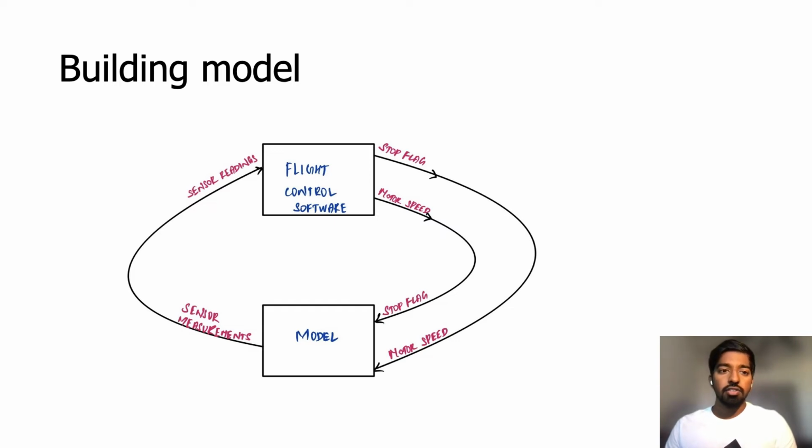Here the flight control system has all the control system software, and this code has to interface with all the rest of the drone firmware. It has two inputs, which are the raw sensor readings and the reference commands, and it has two outputs, which are the stop flag and the motor speeds. These two commands are given as inputs to the model here. This represents everything apart from the flight control software. So it takes two inputs here and gives outputs as sensor measurements. So this model wraps around the flight control system and provides us a feedback loop.